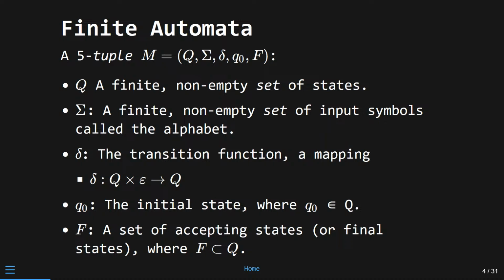What do finite automata do? What do they compute? What do they calculate? I have a finite automata. It's a machine. And that machine has some inputs and some outputs. What are the inputs and outputs of a finite automata?